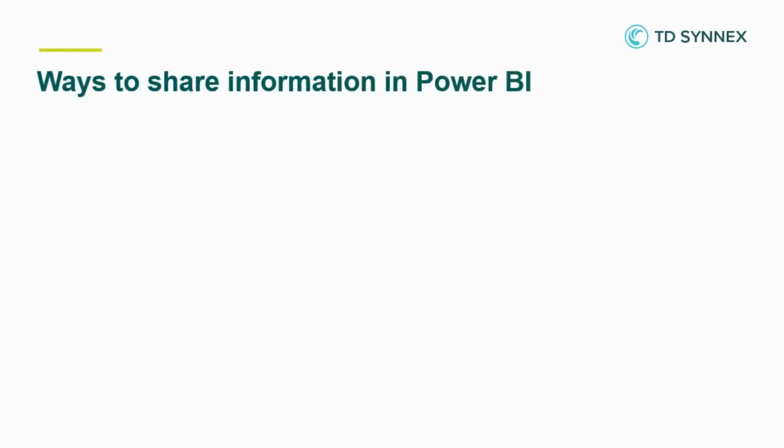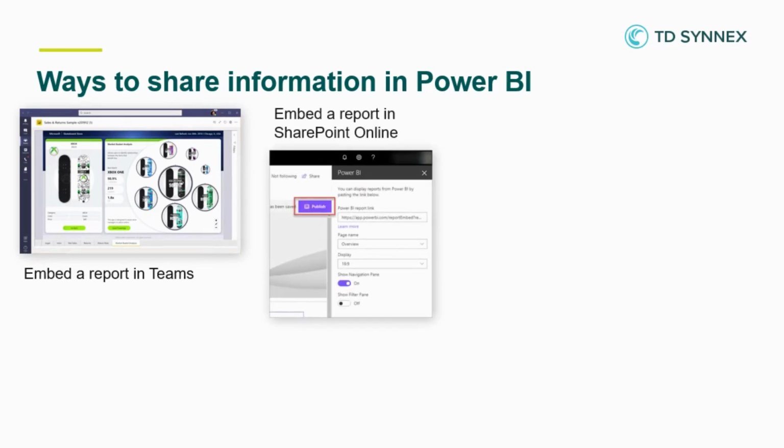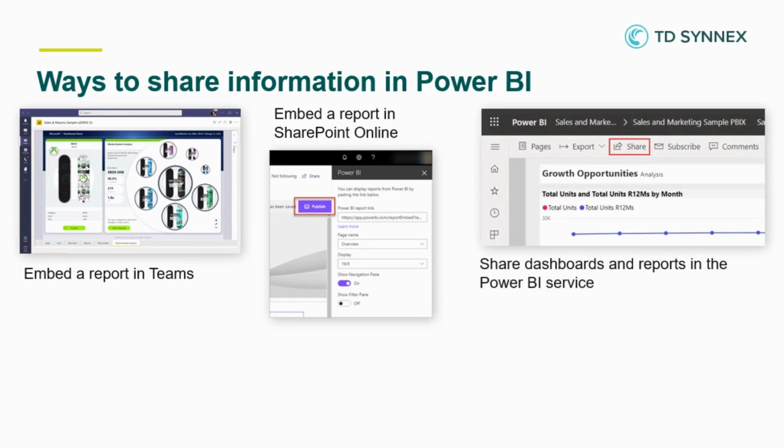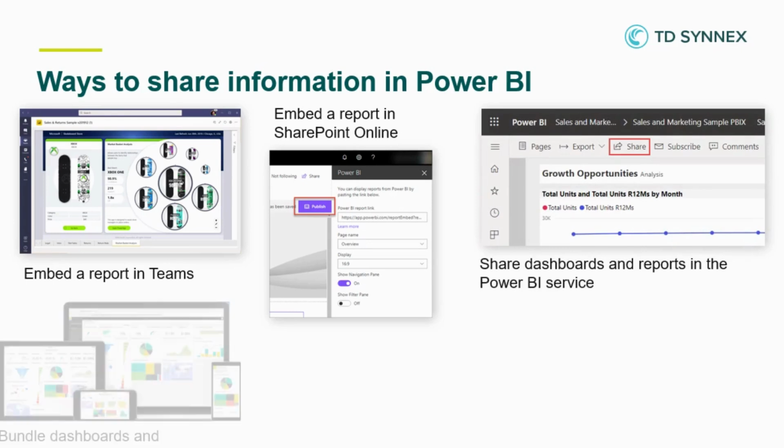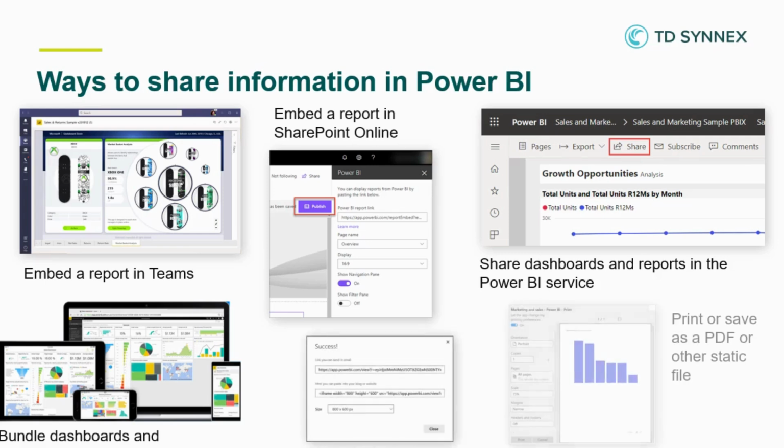And there are many ways in which you can share information with Power BI. First of all, you might embed a report into Teams or into SharePoint Online. You could send a link to dashboards and reports that are held on the Power BI service, or bundle these into apps for users to view in a browser or a Power BI mobile app. You can also publish to the web or even print or save as a PDF. And as you might imagine, though, to share and access shared content, you must have the right licenses in place.